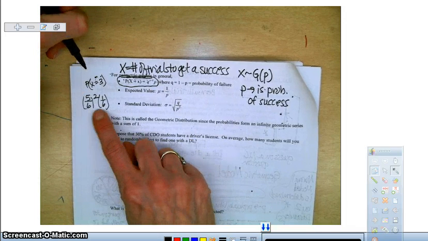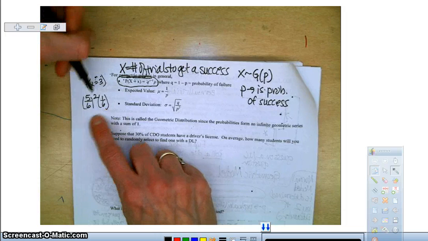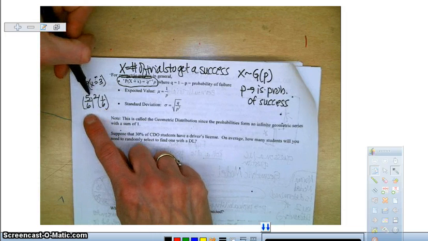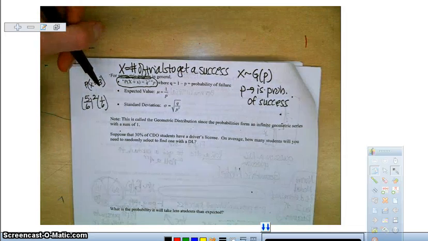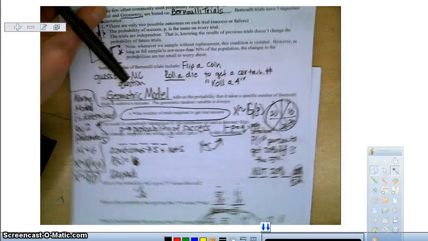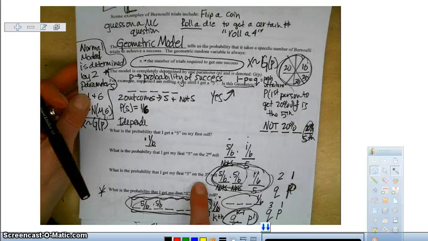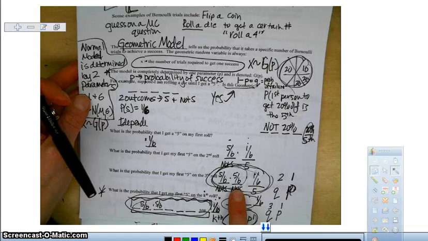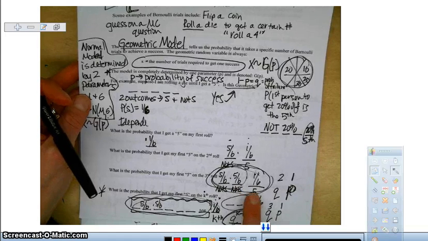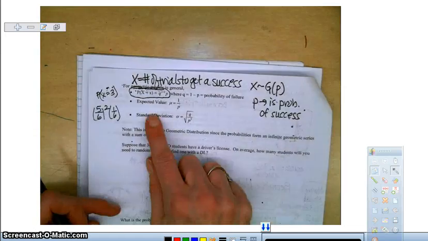Is that what we did to find the probability that it took 3 rolls to get a 5? Did we take 5/6 times itself and then times 1/6? How would you know that? You look back on the previous page. What's the probability that I get my first 5 on the 3rd roll? Didn't we take 5/6 times 5/6, or 5/6 squared times 1/6? So we already worked this problem out. I was just showing you at the top of this page using the formula that they give you.